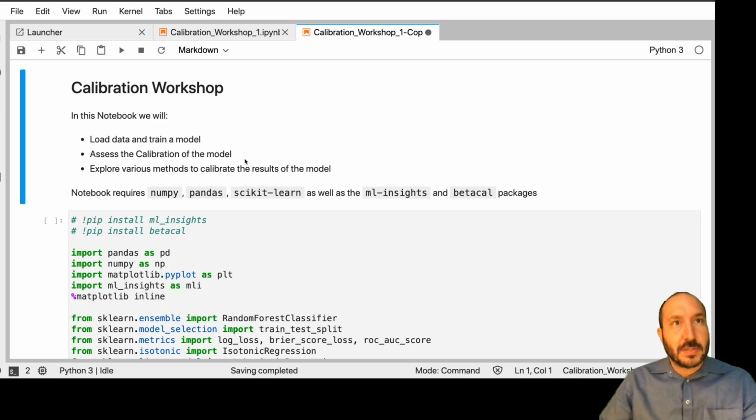So in this notebook, what we're going to do is we're going to take some data, train a model, and then we're going to look at the calibration of the model, see if it's well calibrated or not, and then we're going to explore various methods to calibrate the results of these models.